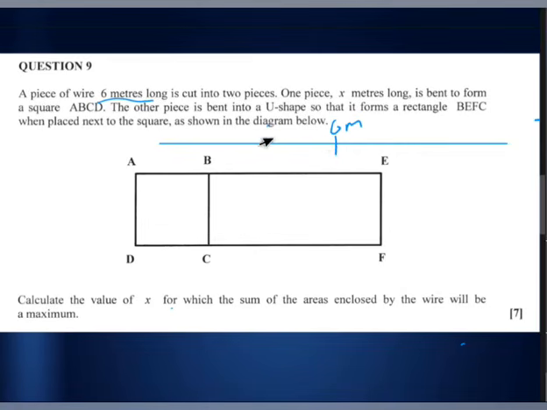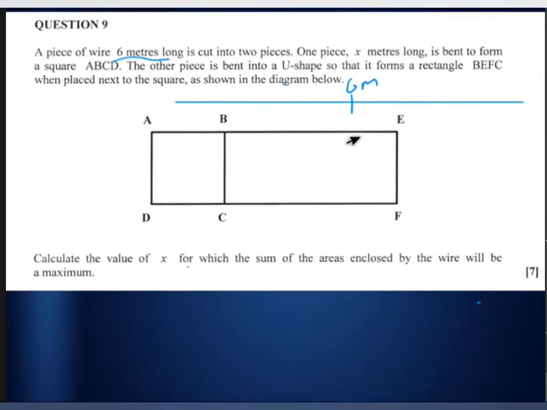I'm not saying it's divided into two. We don't know where it is cut, but it's cut into two pieces. That's what we know. So now they said one piece x meters long is bent, meaning that this piece, it can either be this piece or this piece, but let's just choose this one to be x. So one piece x meters long is bent to form a square. So immediately you must know that the total perimeter of this is x, right?